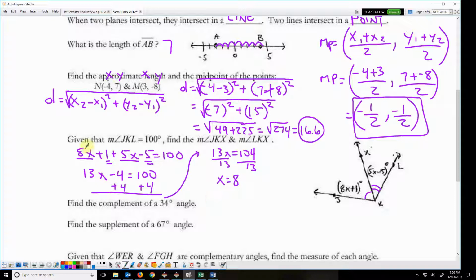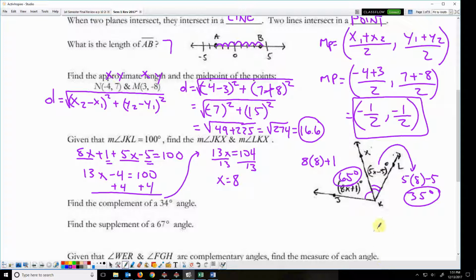It does not ask for the value of x. If it does ask for the value of x, I'm going to choose 8. But in this case, it asks for the measure of each angle. So the measure of angle JKX is 8 times 8 plus 1. That's 64 plus 1. This is a 65-degree angle. The measure of LKX is 5 times 8 minus 5. That's 40. Minus 5 is 35 degrees. So these are my two angle measures.